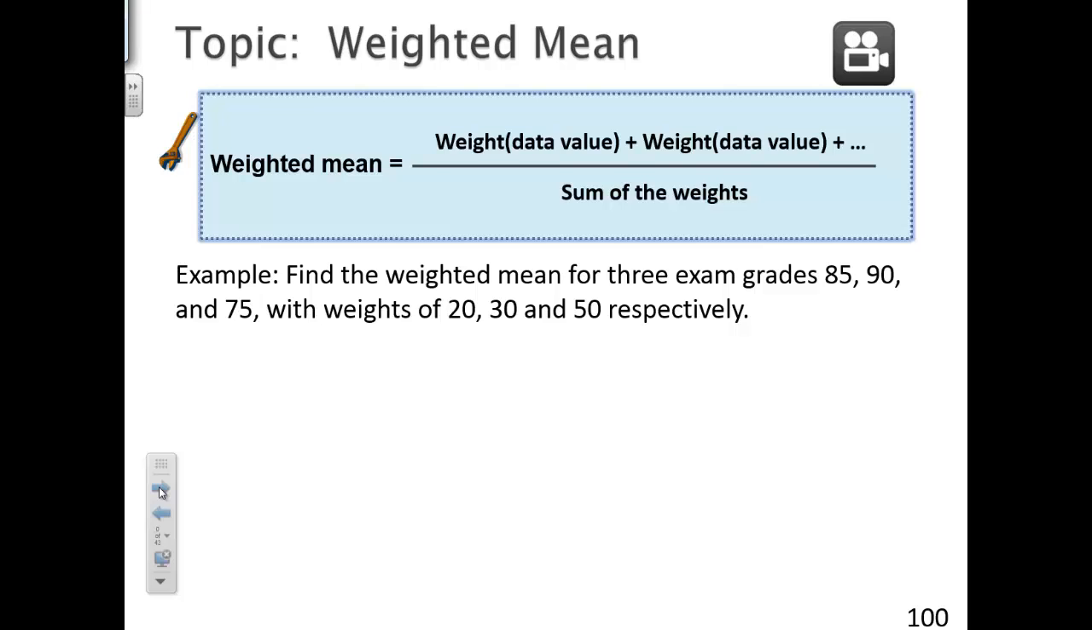Now let's talk about the weighted mean. For the weighted mean, we have a formula. We're going to take the weight times the data value. How much does that data value count? What percentage, or what decimal, that's its weight.